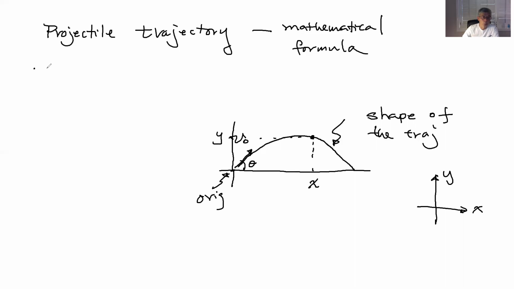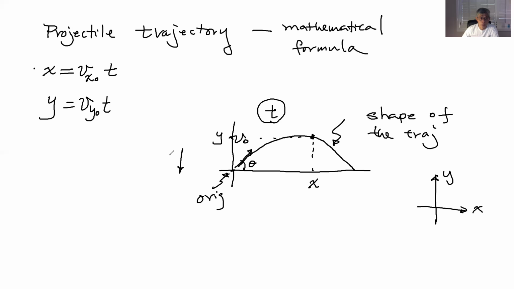So we know the equation of X is equal to Vx0 times T, where T is the amount of time that we took to get here. And then Y is equal to Vy0 T, and then let's say the G is this way, so we can say 1/2 G T squared. So those are from the kinematic equations.